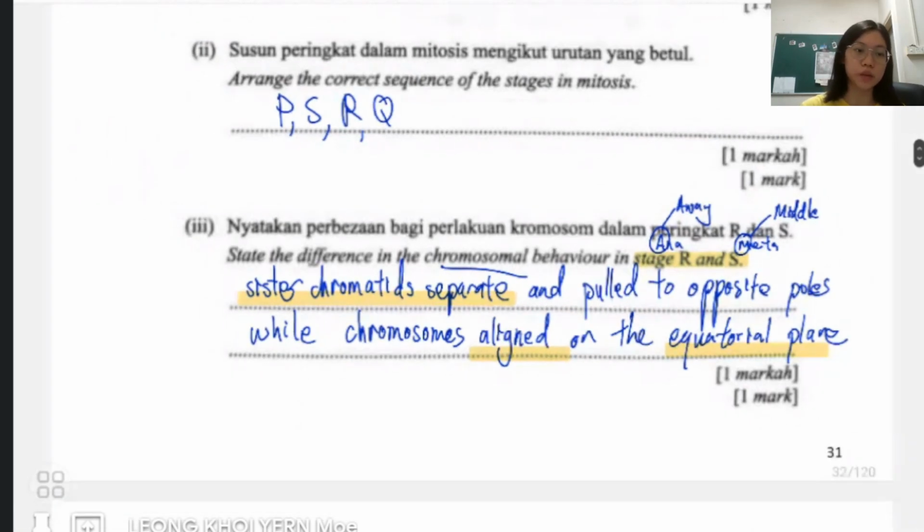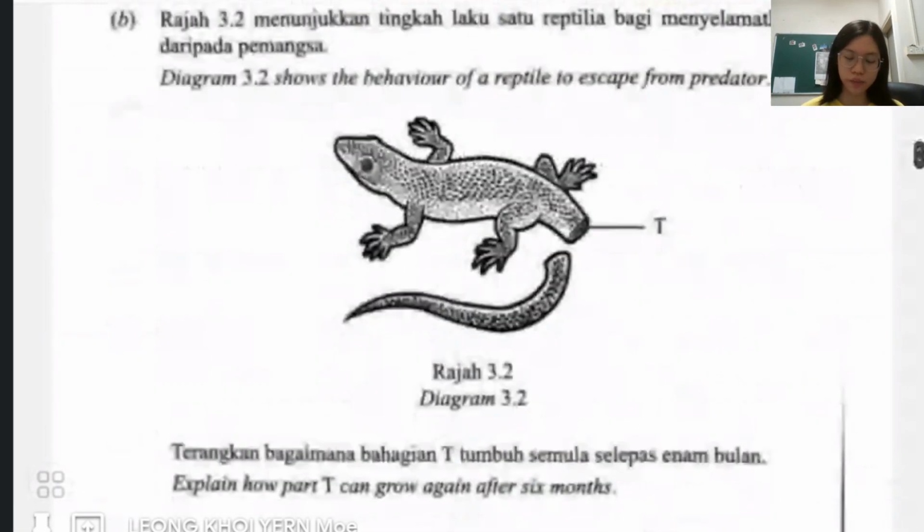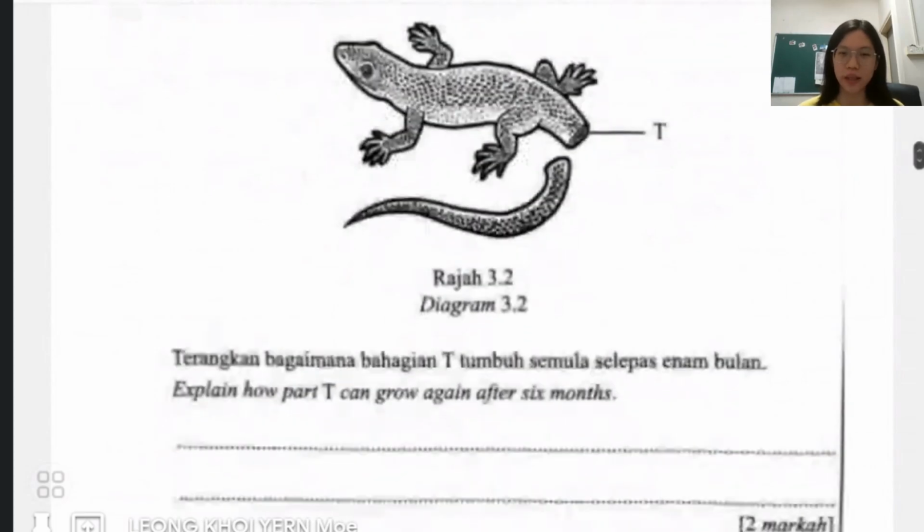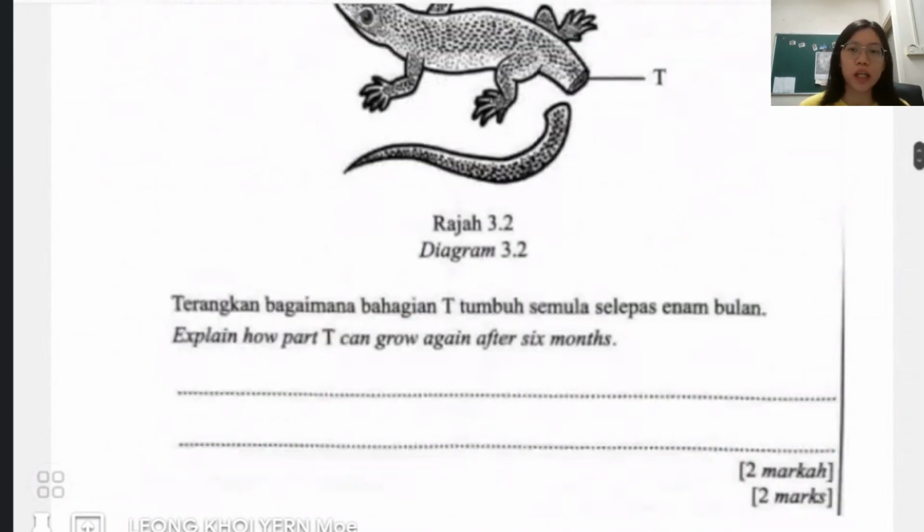Moving on to the next one, how this lizard is able to escape from a predator by losing its tail. Then they want you to explain how it can grow again after losing the tail, because the tail suddenly moving is meant to scare the predator. This actually uses the application of mitosis. So the first thing you can directly write is the process of mitosis.